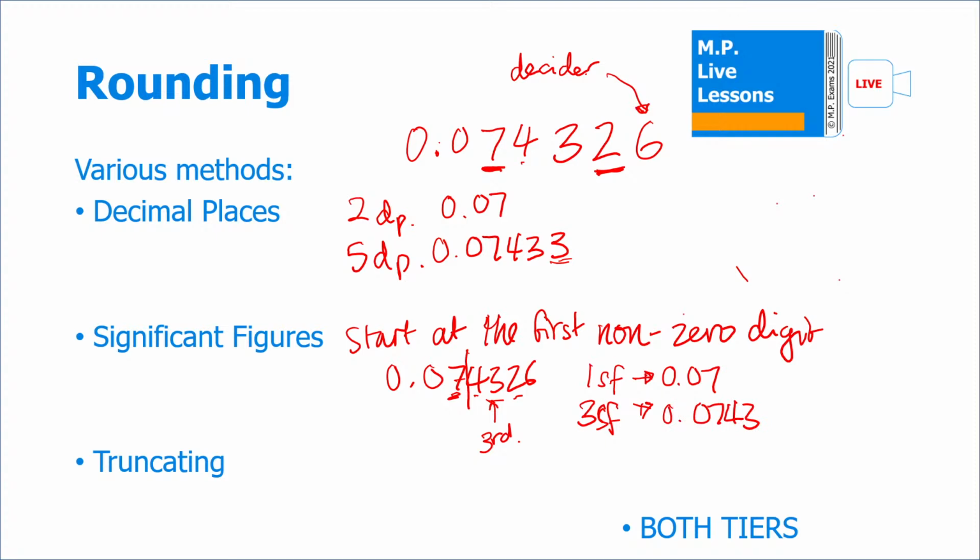Lastly, there is truncating, where, if I truncate to either decimal places or significant figures, you just cut everything after that regardless of what it is. For example, truncate to 2 decimal places, you just write out the first 2 decimal places. If I want 5 decimal places, just write out the first 5 decimal places.